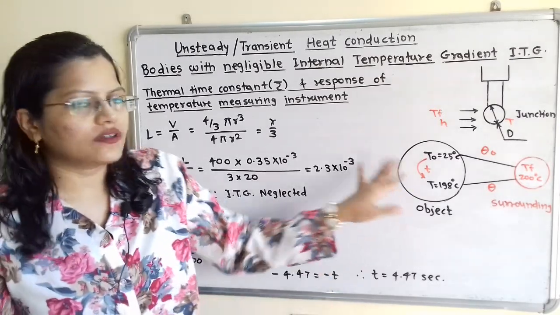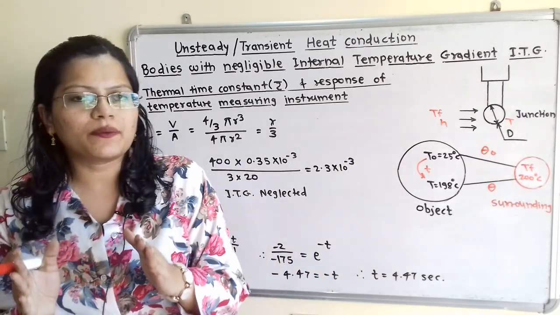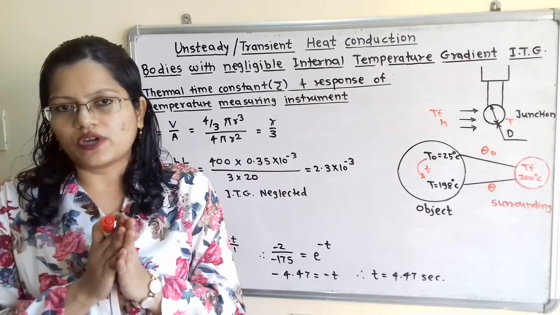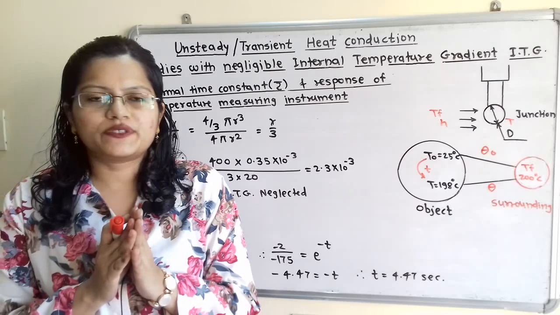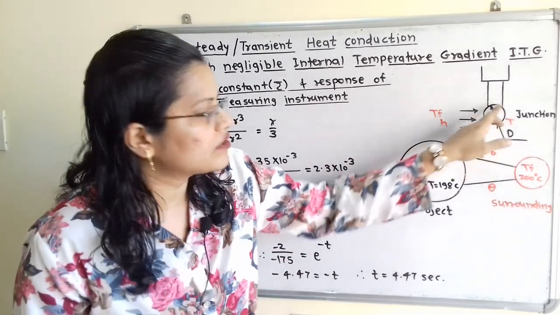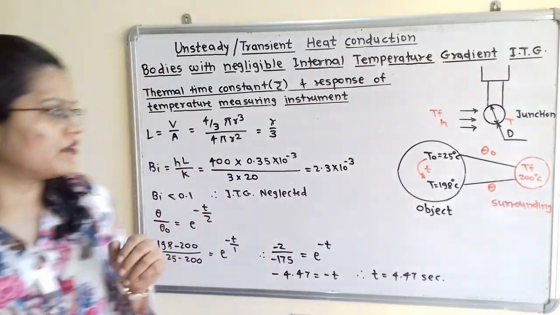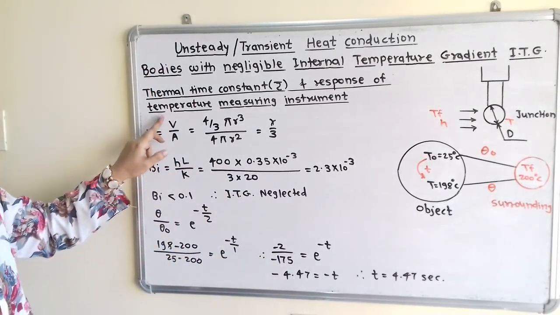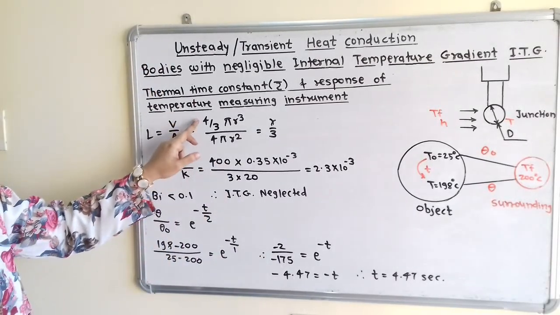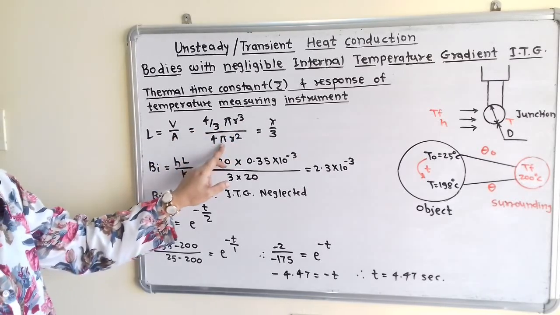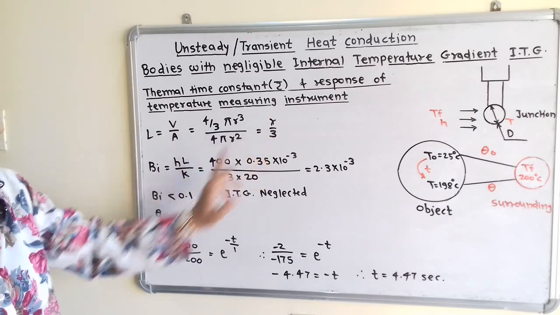Now we first have to find out the Biot number. Let me write the formula. If we observe this junction, we have to consider it as a sphere. So what is the characteristic length of a sphere? The characteristic length L is equal to V by A, so volume 4 by 3 pi r cube divided by surface area 4 pi r square, which is equal to r by 3.